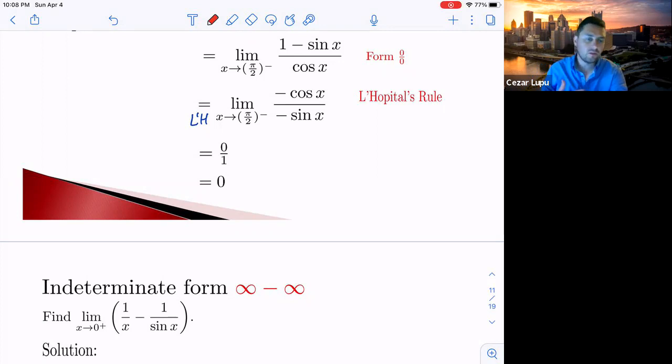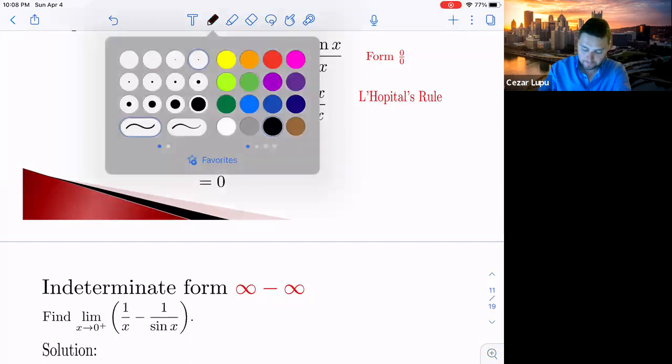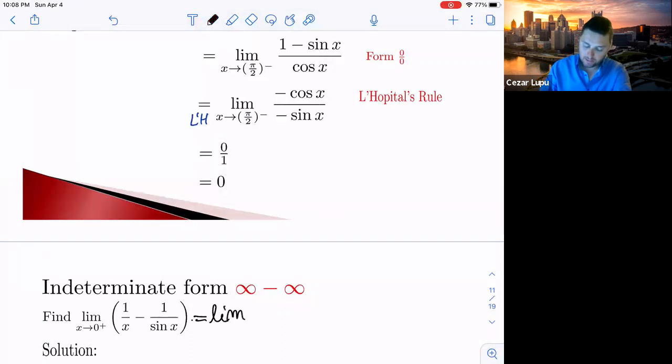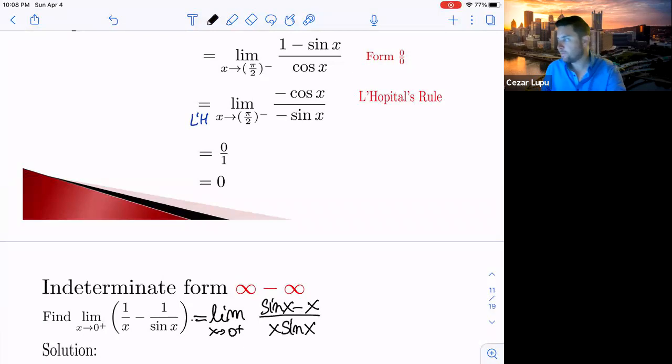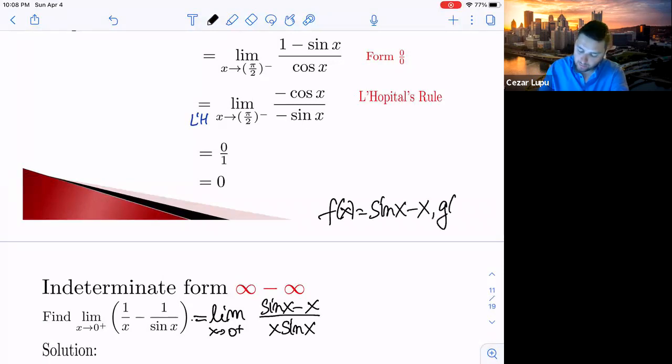But maybe there is something we can do so that we can make this limit look like 0 over 0 or infinity over infinity. So let's do that. Maybe we should do some algebra here. So this would be the limit as x approaches 0 from the right of, what do we have on the top? It will be sine of x minus x over x times sine of x. All right, great. Maybe we should consider f of x to be sine of x minus x and g of x to be x times sine of x, their product.